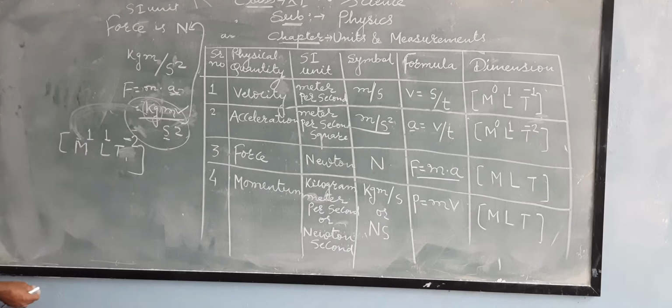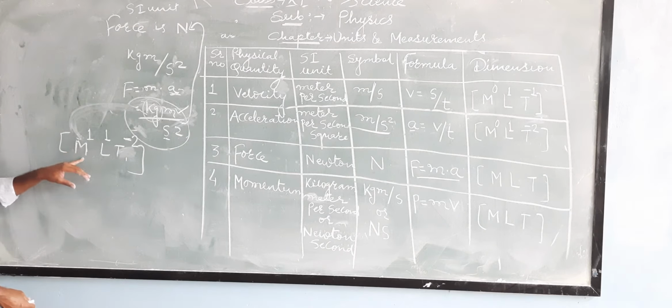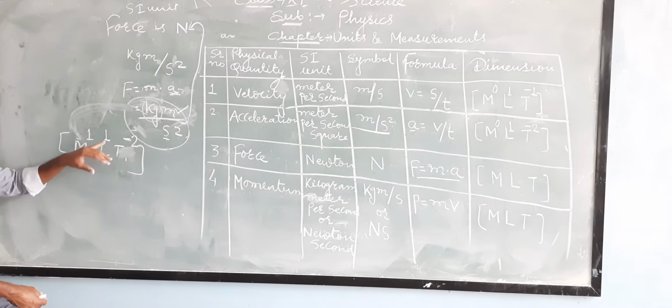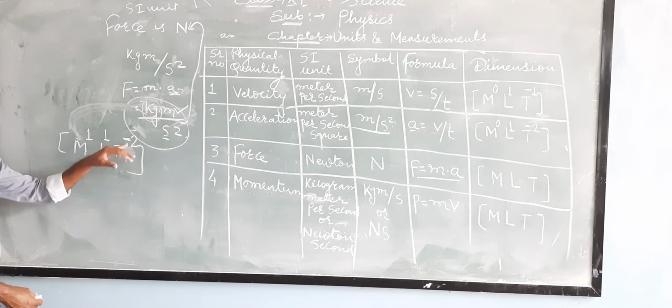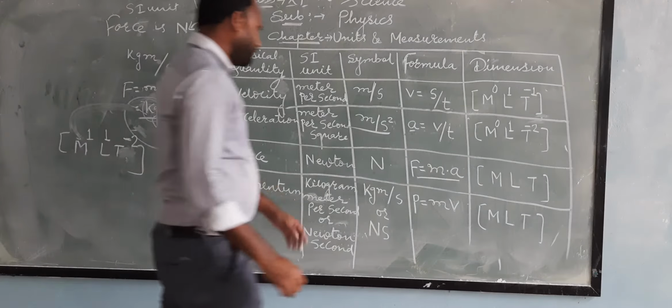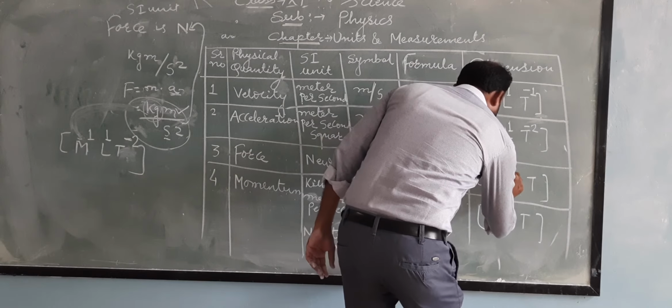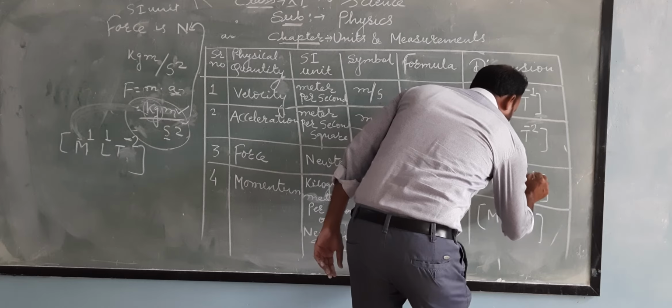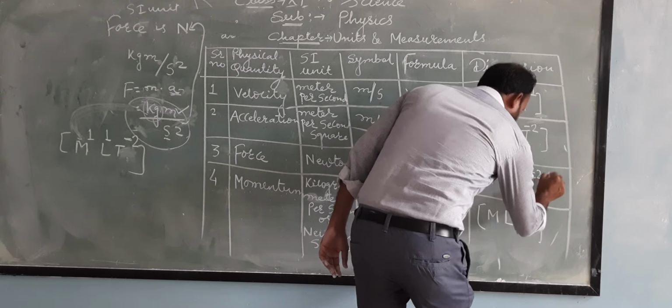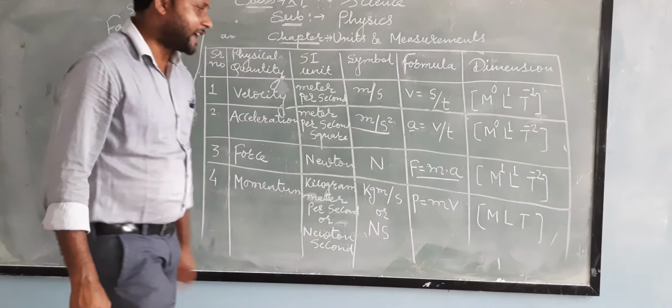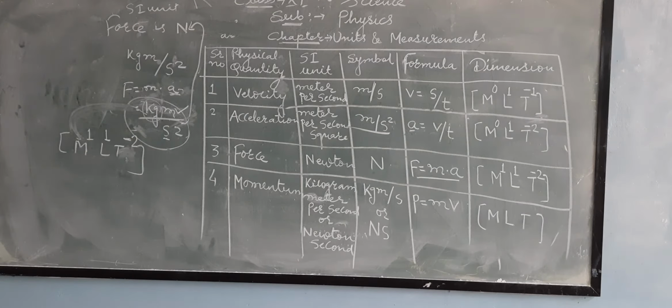So the dimension of force is M to the power 1, L to the power 1, T to the power minus 2. So this is the dimension of force.